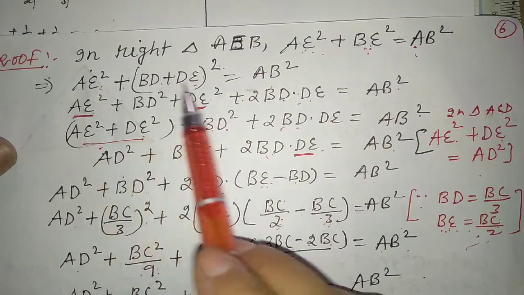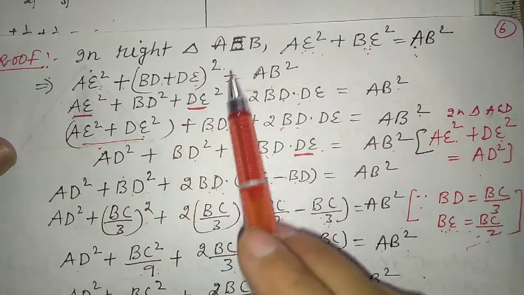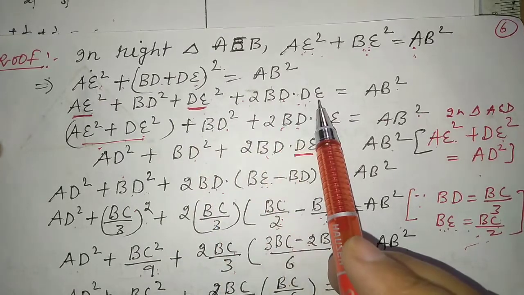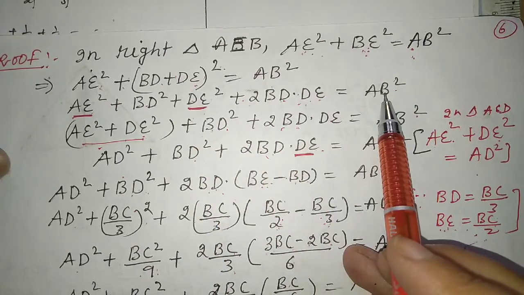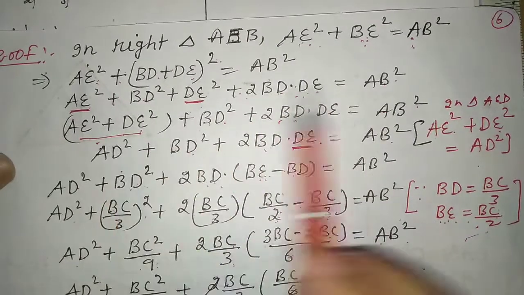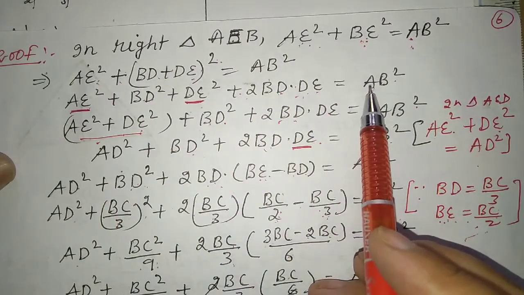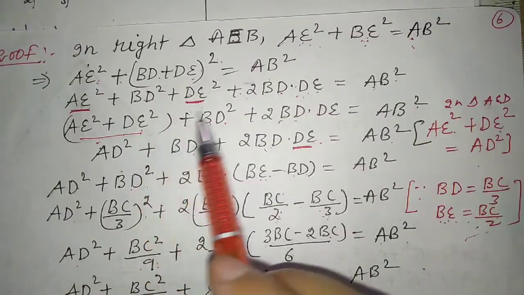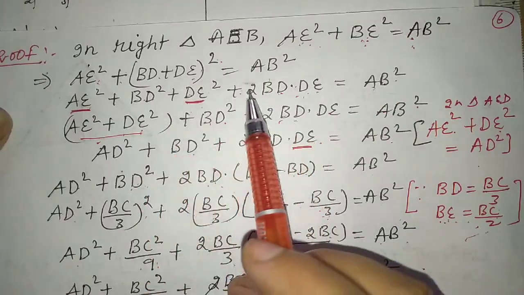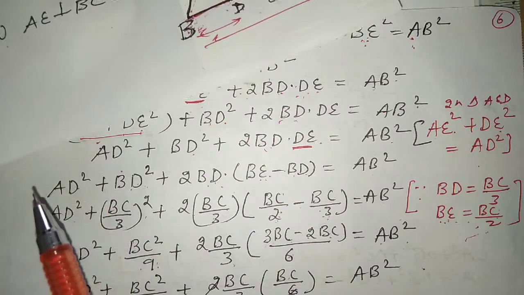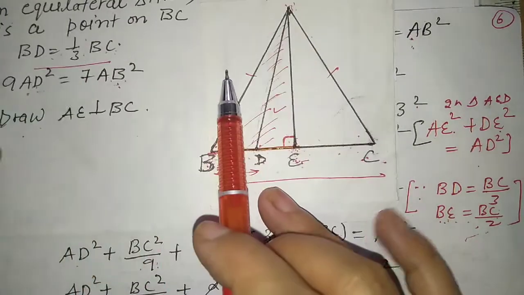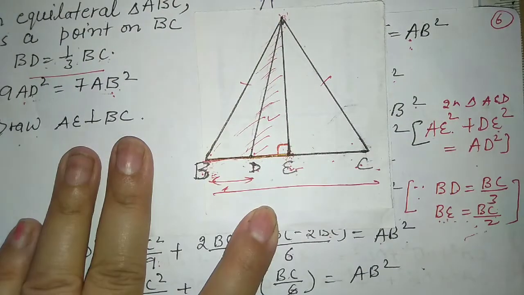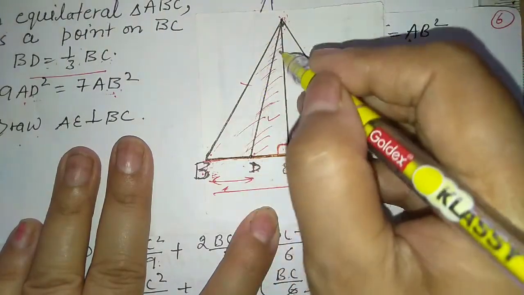AE square as it is, and this we will open with the help of the square formula: BD square plus DE square plus 2 into BD into DE, plus AE square is equals to AB square. So AB square is for our use. Others we want AD, but AD has not come yet, so we need to bring AD too. So how can AD come? If we see triangle AED, this is the smaller triangle.